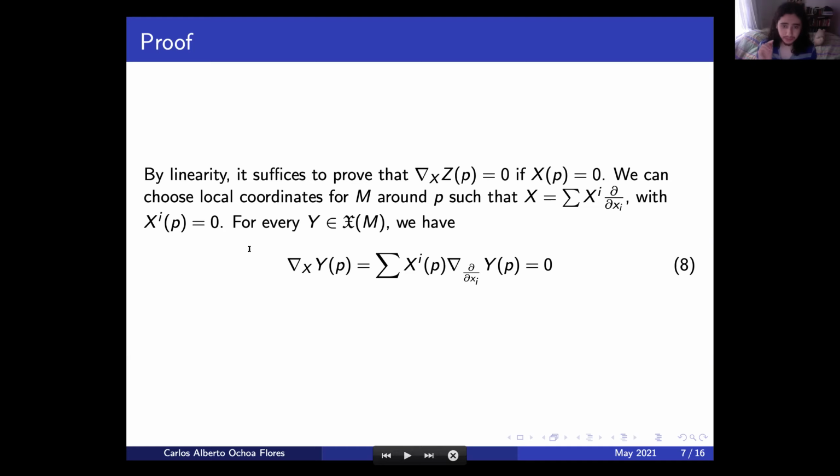Now, for every smooth vector field y, we have the following, right? Just using the properties of connections, and we have this, and since each xi at P is 0, then this whole thing is 0, and that's what we wanted to prove. So yeah, it is quite simple.